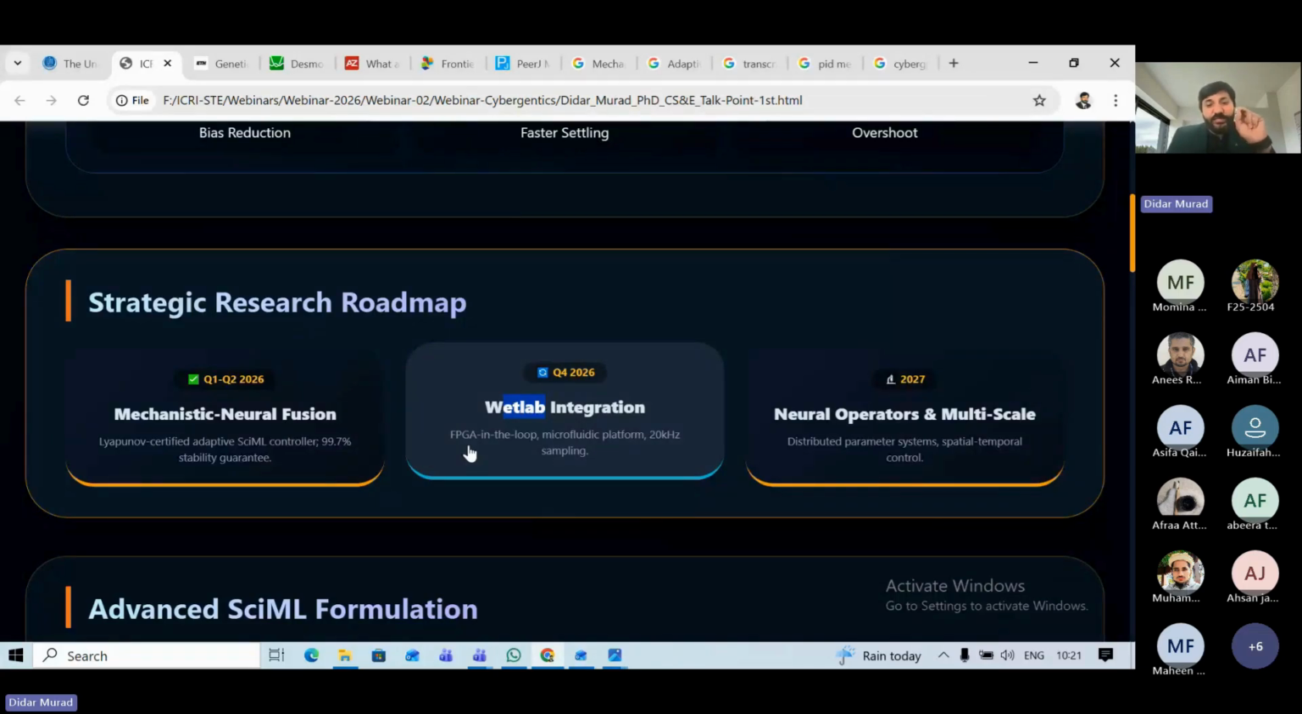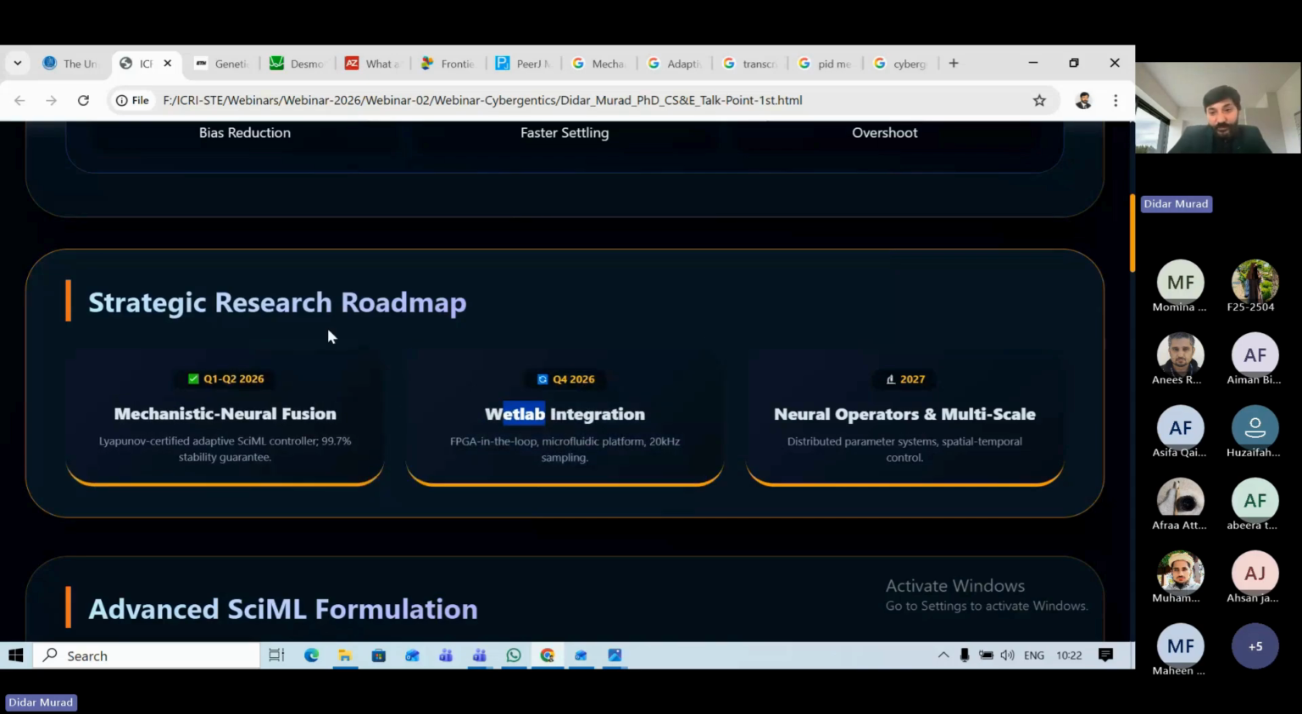And FPGA has attributes such as 20 kilohertz. 20 kilohertz means 20,000 per second. It has the capacity to work as a controller, because it is related with our wet lab. We are working on it in 2026 in Q4. These are our aspects in 2026 for your roadmap.